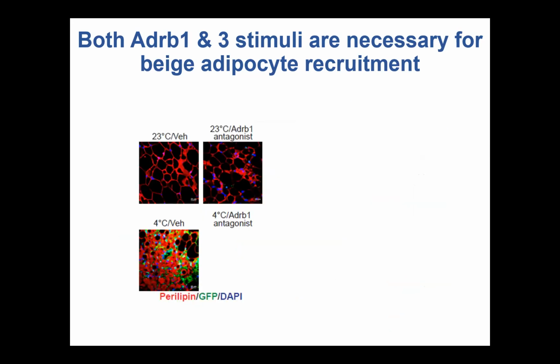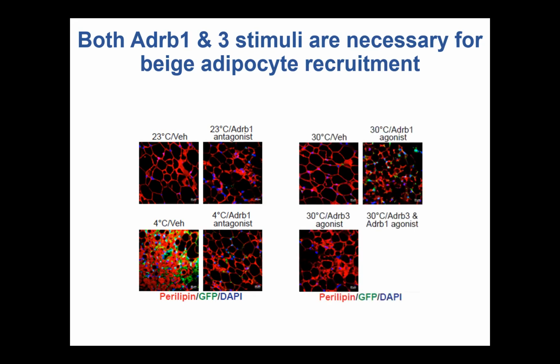So to implicate beta-1 in this pathway in the recruitment of the SM22 positive cells, we decided to go back in vivo, and we reasoned that if this pathway was important in the recruitment of those SM22 positive cells, inhibiting it should inhibit the recruitment of beige adipocytes when the mice are exposed to cold. So we took mice, exposed them to cold, and treated them with beta-1 antagonists to block the pathway. And indeed, this treatment led to a complete abolition of the recruitment of beige adipocytes from SM22 cells at 4 degrees. So we next wanted to do the opposite.